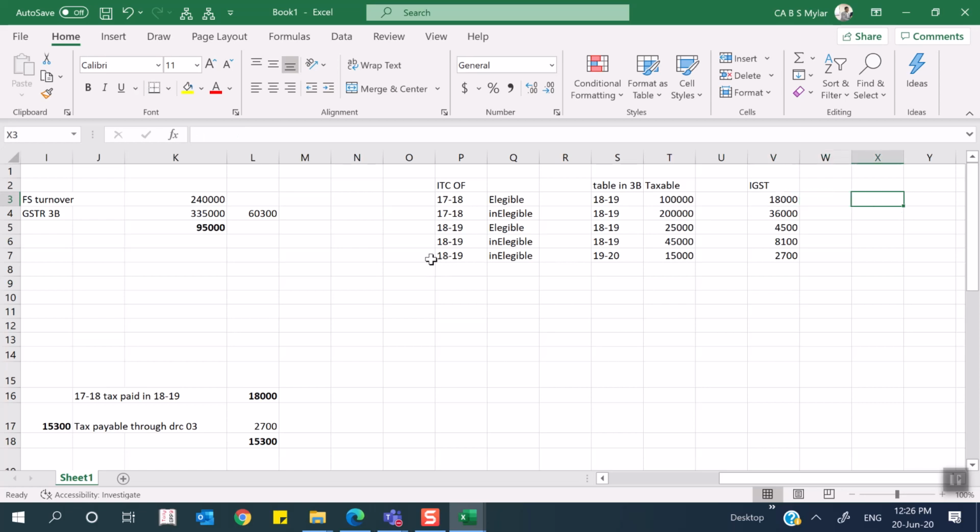Seventeen, 18. 1718 eligible credit taken in 1819, sir. And in table 6, sir. Seventeen, 18. Okay, last year in the table 6 we will disclose.